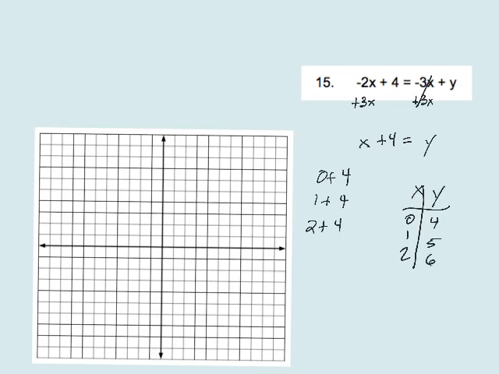So I'll graph 0 over 4 up. I'll graph 1 over 5 up. And I'll graph 2 over 6 up. I'll connect those with a straight line. And I'll make sure to put arrows on the end of it because it's infinite. And that's the worksheet.